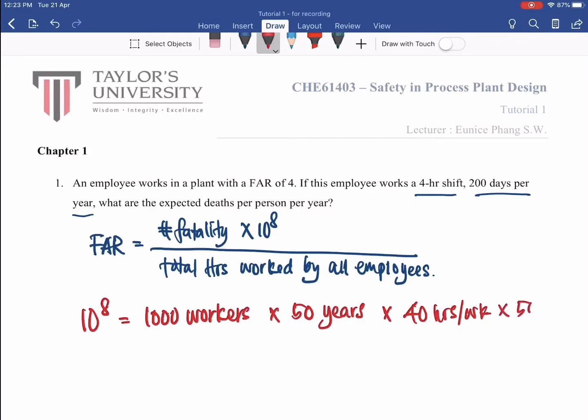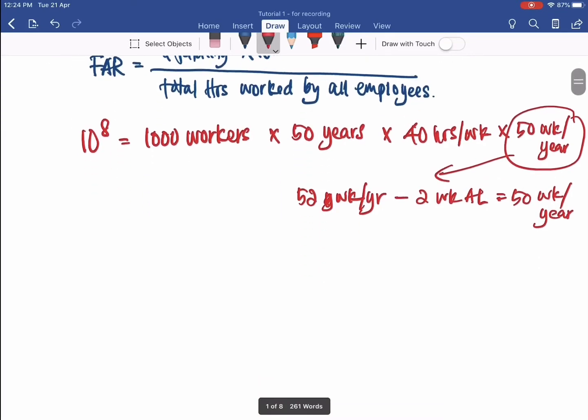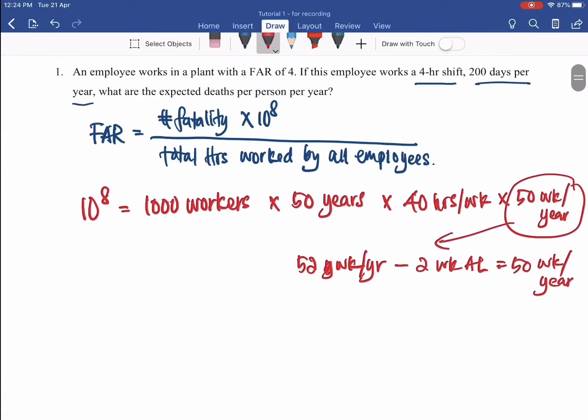and 50 weeks per year. Remember we only take into consideration 50 weeks, even though 1 year has 52 weeks, because we have to minus 2 weeks of annual leave. So this will give you 50 weeks per year. Okay, so we have this value given, we can calculate this.